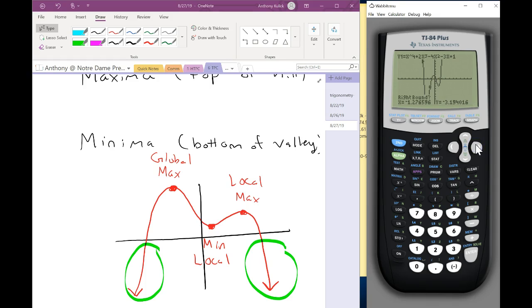Hold on. So then it changed to right bound. I moved my cursor to the right of where I was looking. I press enter again. It says guess. I can just press enter again. And it spits out that the minimum is the point negative 2.24, and the y-coordinate is negative 0.65.